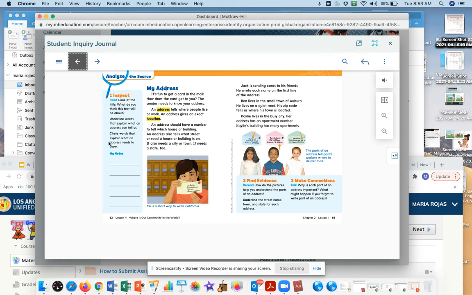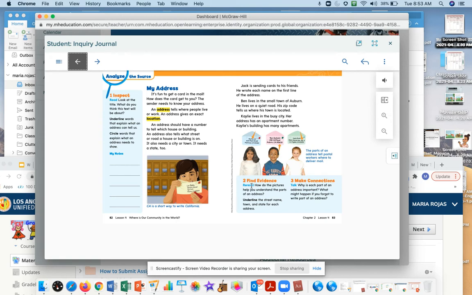Okay. So underline words that explain what an address can tell us. Circle words that explain what an address needs to show. So as I read this, you can underline words that explain what an address can tell us, and then circle words that explain what an address needs to show. Okay, so this is what we can do while we're reading. Then we're going to go ahead and find evidence.